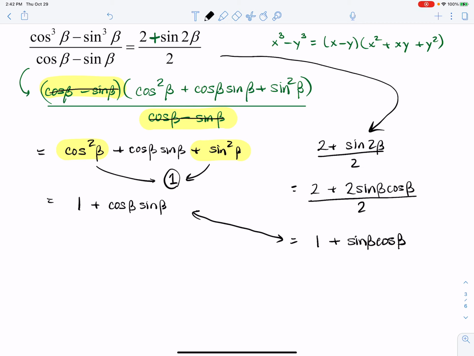We're taking larger, more complicated expressions and are able to whittle it down to something that's a little bit more workable.